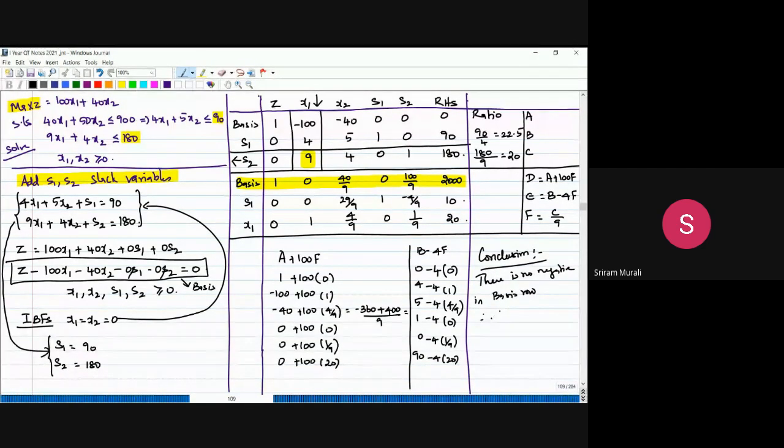Therefore, what is the value of Z? Z value is 2000. What is the value of X1? X1 is 20. What is the value of X2? There is no X2 found here. Therefore, it is 0. So this is the answer.